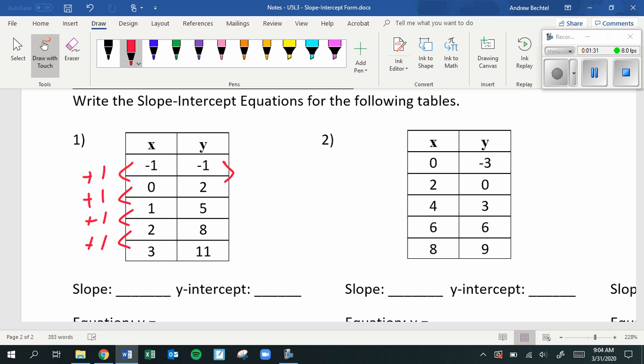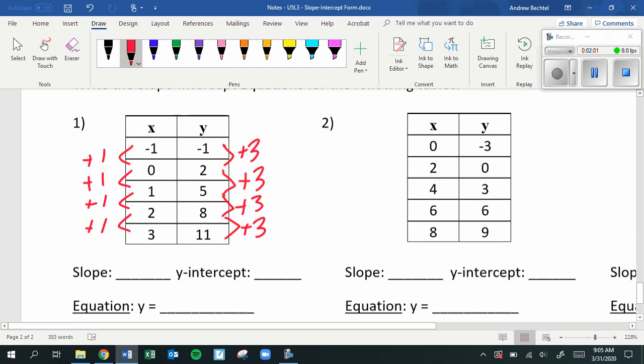On the y side, we go from -1 to 2. That's kind of tricky, so maybe we look at going from 2 to 5 first. Well, that number gets bigger, so we're adding, and we would add 3 to go from 2 to 5. 5 to 8, we're adding 3 again. 8 to 11. And we can check with our calculator, -1 plus 3, it does get us 2. So we've found our slope.